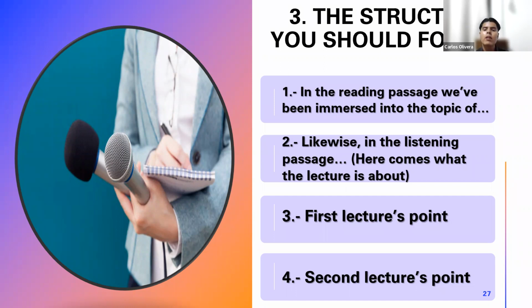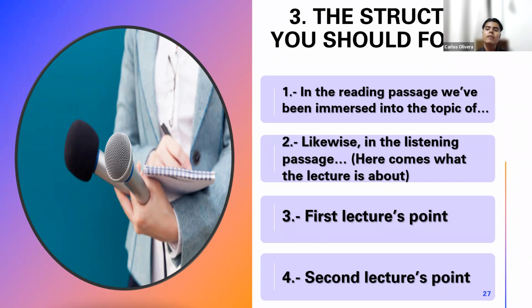So I always say, in the reading passage, we've been immersed into the topic of mitosis, or otherwise, in the reading passage, we've been immersed into the topic of compassionate consumerism, right? So as you can see, it feels very natural to mention the title of our reading passage and listening passage, and of course, the overall topic, because what unifies both materials is the topic. In this case, compassionate consumerism or mitosis.